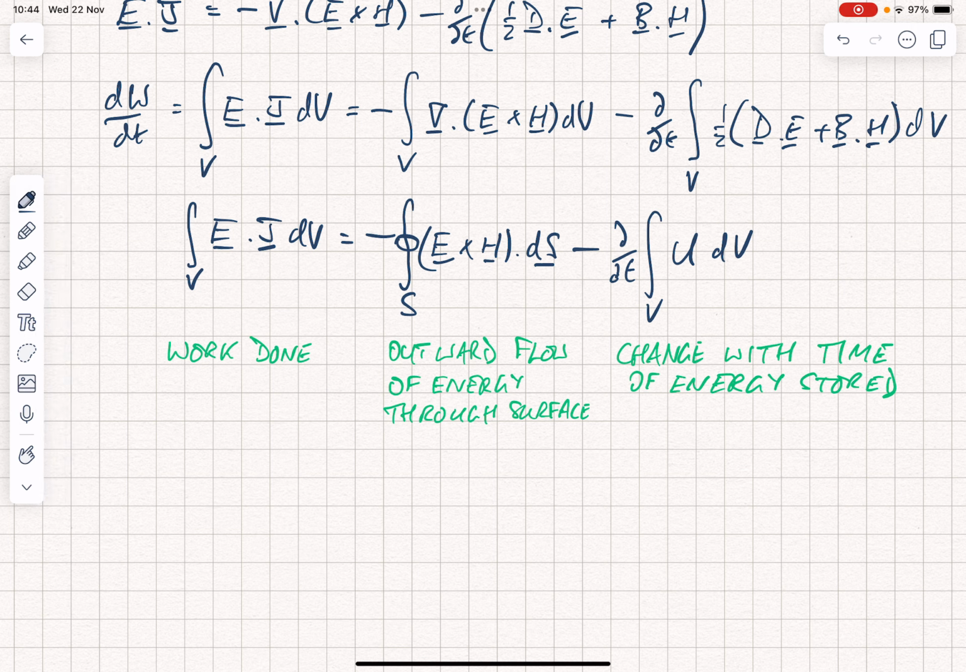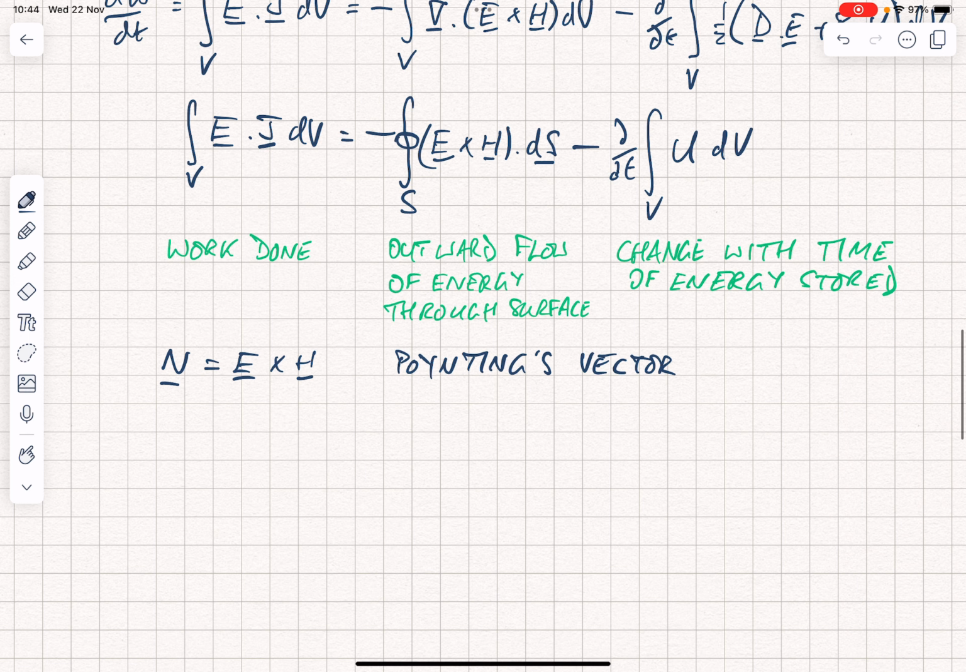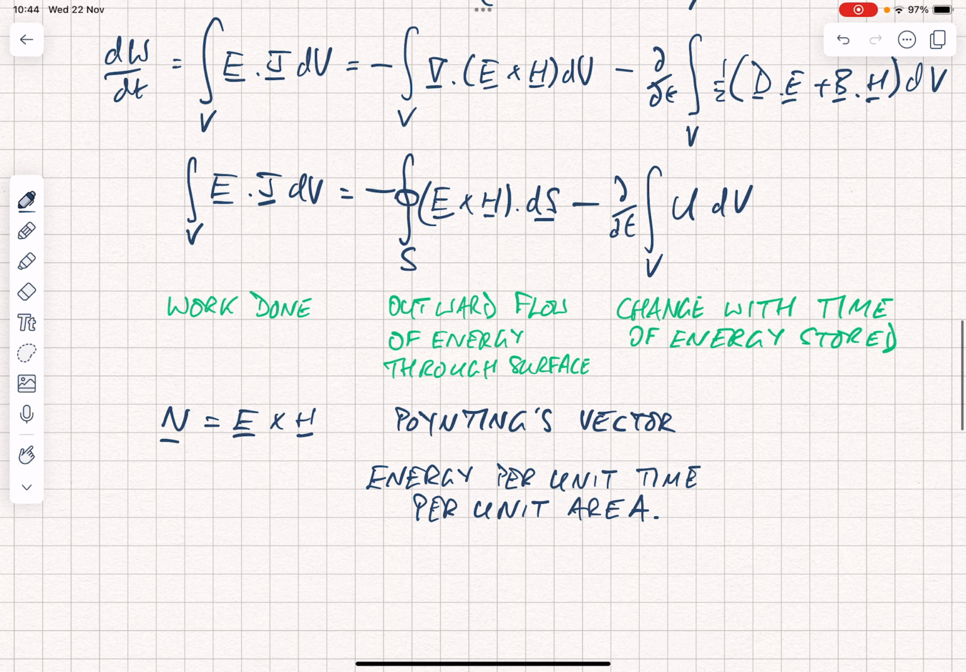We frequently define the quantity E cross H as follows. I'm going to write it as N. You will often also see it written as S. This is known as Poynting's vector, or possibly just the Poynting vector. You'll see both. And it is often identified with the energy per unit time flowing through per unit area. Though it's important to note that really we can only actually identify the closed surface integral of the Poynting vector with the energy flow. Anything else risks misinterpretation, but it is often done that way.